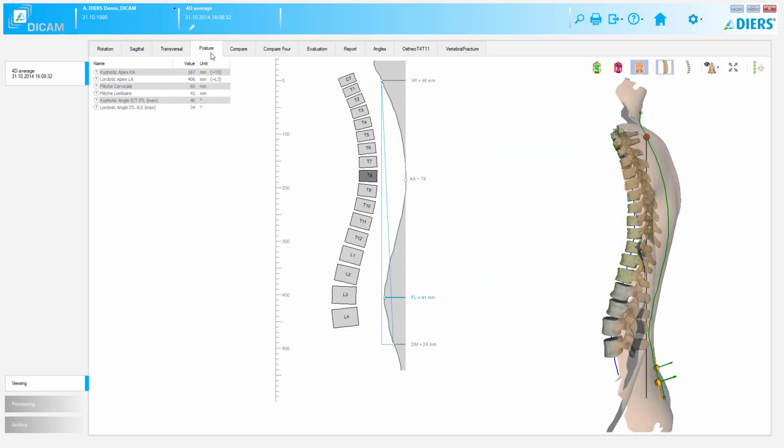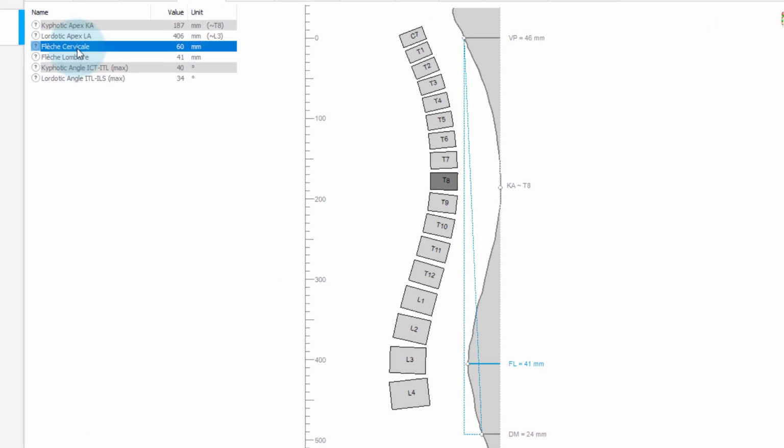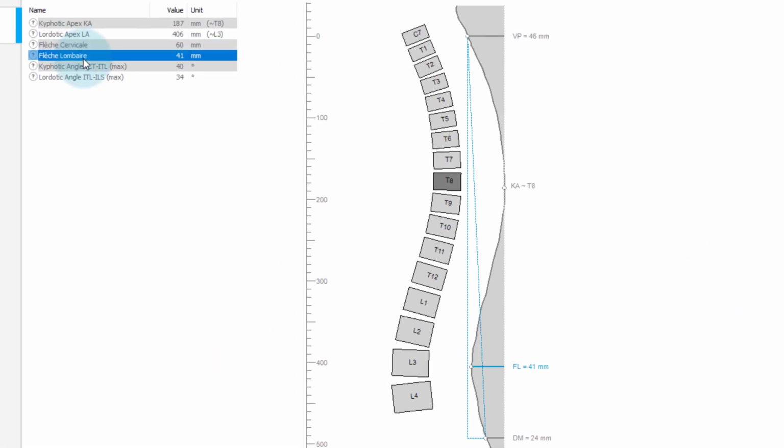The posture profile allows further consideration of the sagittal situation. An angle-neutral relationship between thoracic kyphosis and lumbar lordosis is calculated via the parameters flèche cervicale and flèche lombaire. The principle goes as follows. If a person stands with his back against the wall, he touches the wall with the kyphotic apex. The points that have the farthest distance from the wall are the lordosis points in the lumbar spine as flèche lombaire and cervical spine as flèche cervicale.